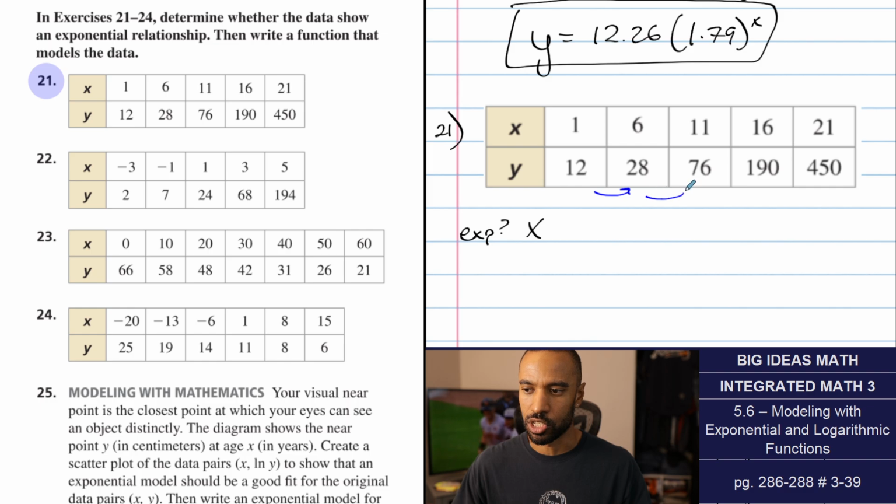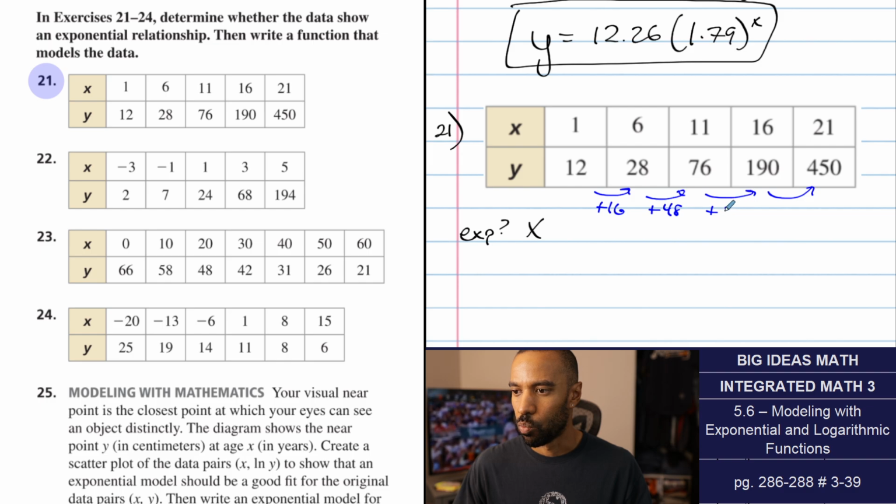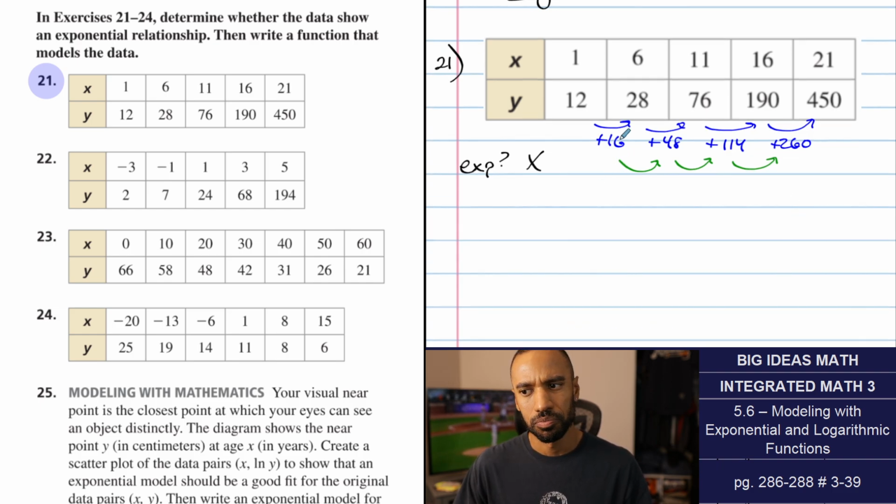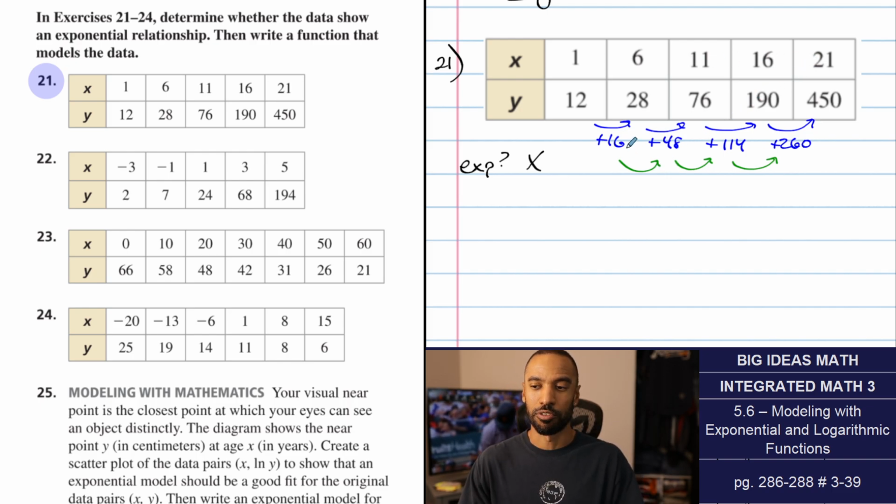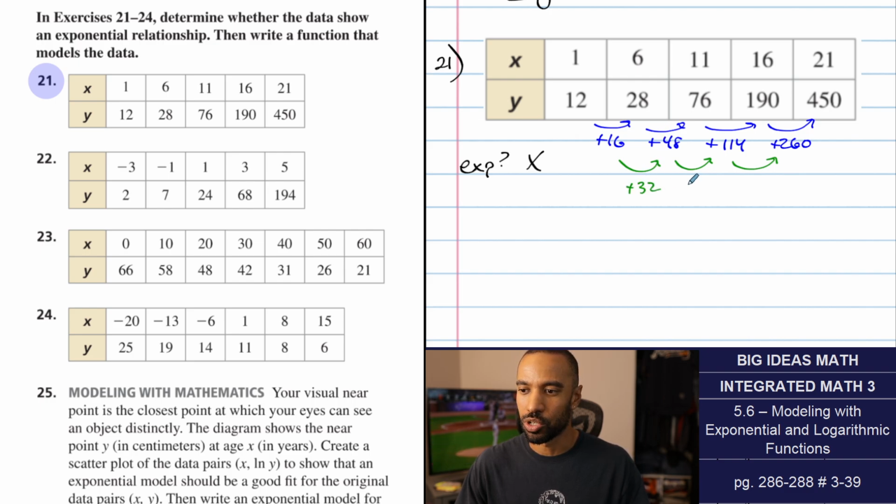So let's go for finite differences. Let's see what's happening there. From the first set, we're adding 16, 48, 114, and 260. And then for my next set, it says then write a function. Ooh, the x's are going by 5s though. That'll be important if we're doing some polynomial thing that's not exponential. Okay, this is plus 32, plus 66, and plus 146.